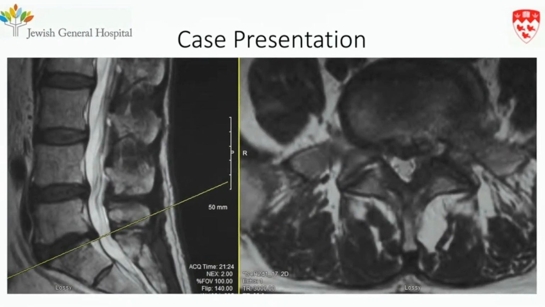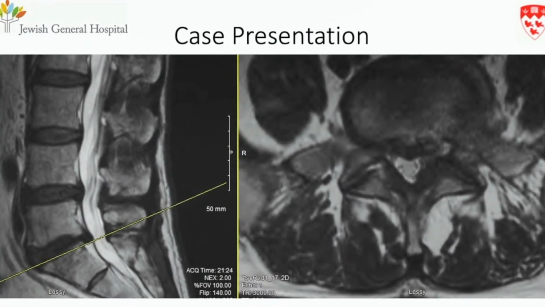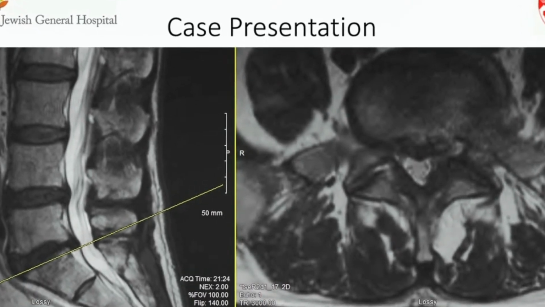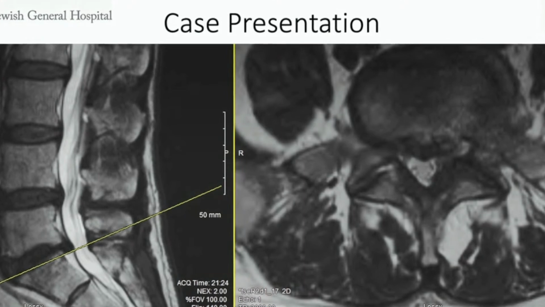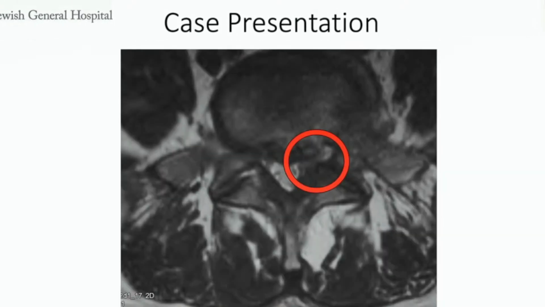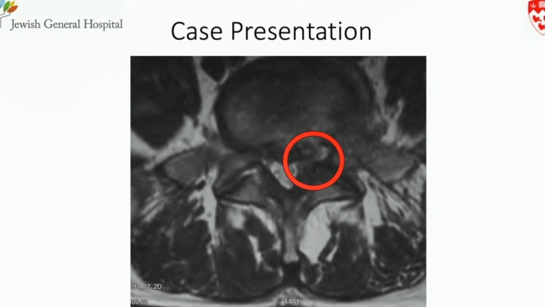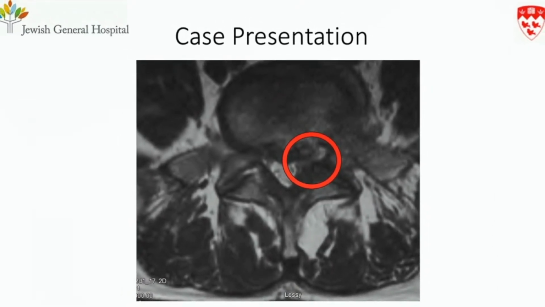Here we see the MRI with both sagittal on the left and axial images on the right. He's got a disc bulge and a narrow canal, worse on the left side. Highlighted in red, we see that the lateral recess is quite stenotic.